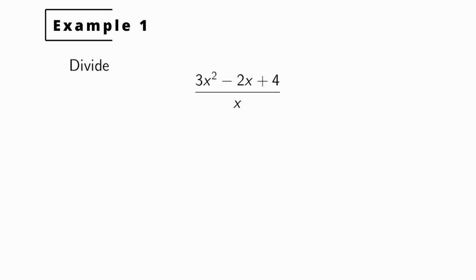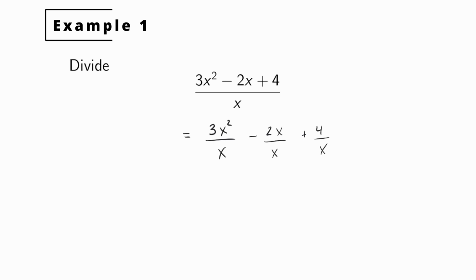Okay. So in this situation, it's a bit different from doing polynomial long division. When the denominator is simply a monomial, you can just rewrite this fraction as writing each term over the monomial. So 3x squared over x minus 2x over x plus 4 over x. And so now you can just cancel out any common factors within the numerator and the denominator.